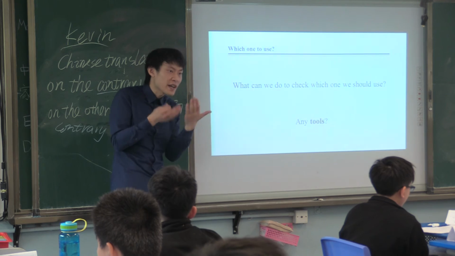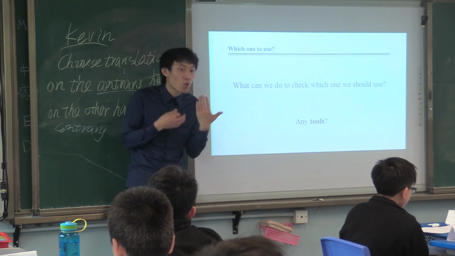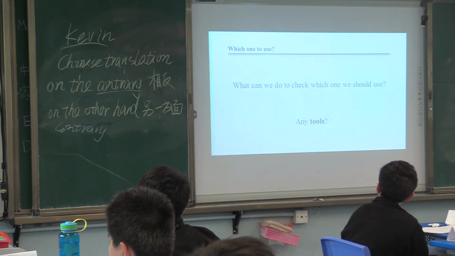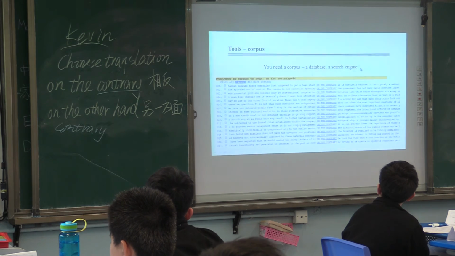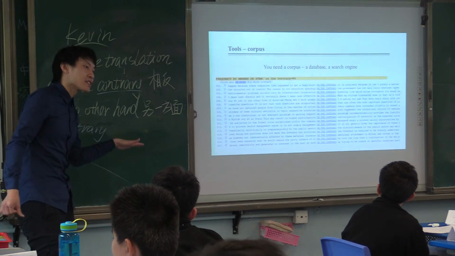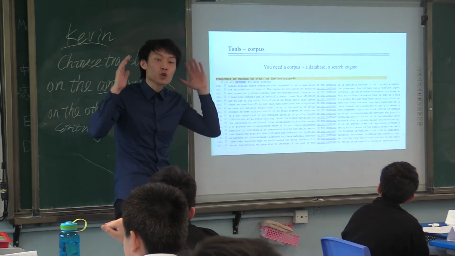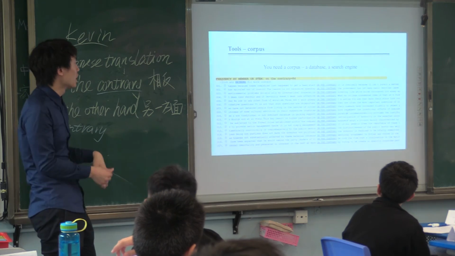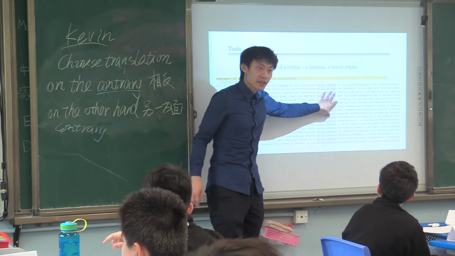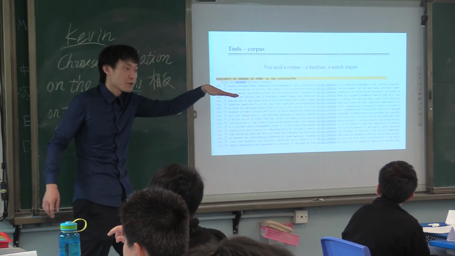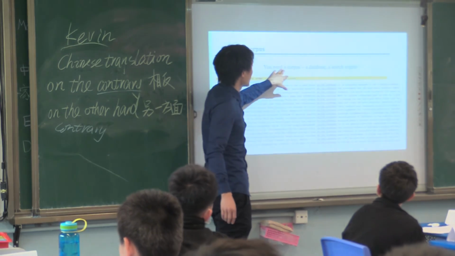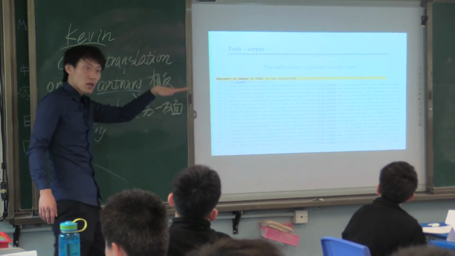Okay? So how can we find more sentences? Okay? So here, any tools? I'm gonna introduce this tool to you. This is called a corpus. It's like a database. It's okay. You just imagine, it's like Google. Okay? So when you type in, let's say, on the contrary, in Google, it will show you a lot of results, right? And if you enter on the contrary in the corpus, it will show you results as well.